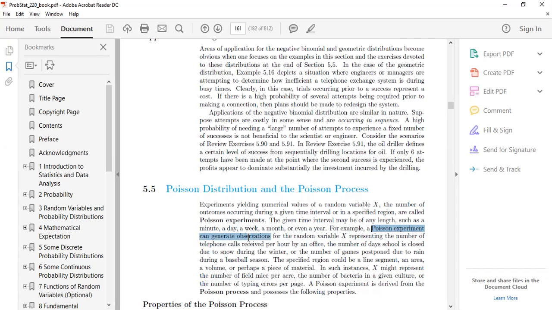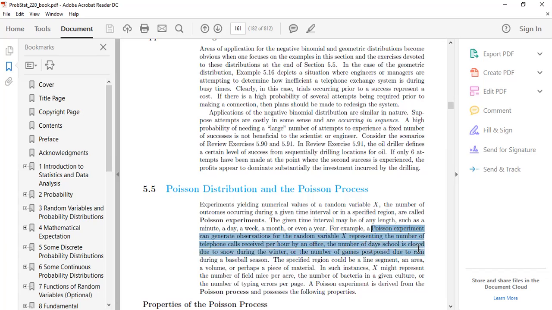Poisson experiments can generate observations for the random variable X, as I told you. Examples are the number of telephone calls received per hour by an office. The number of telephone calls is, suppose, 10 calls, 12 calls, 15 calls, sometimes 8 calls, it depends, right? So the number of telephone calls, but that is just in 1 hour. So we are measuring the number of successes during some certain time period. That means Poisson distribution. So when a time period is included, just think about the Poisson distribution.